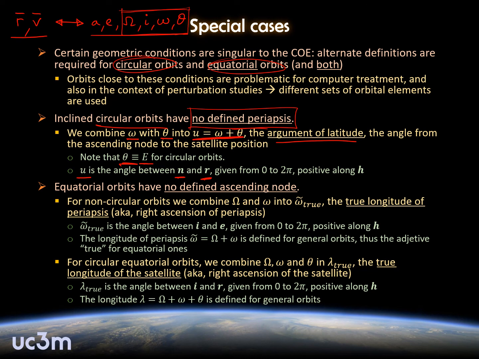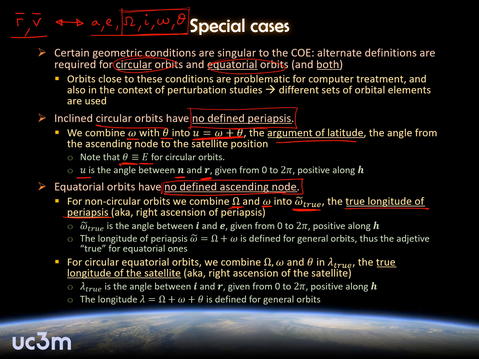Finally, we also have equatorial orbits, and in this case the problem arises because there is no well-defined line of nodes, so there is no ascending node. That means that we cannot define capital omega or small omega. Instead, we define the sum of these two angles as omega tilde true, which is the true longitude of the pericenter, or the right ascension of the pericenter. Again, each of the angles is not defined individually, but the sum is well defined, and we can work with that.